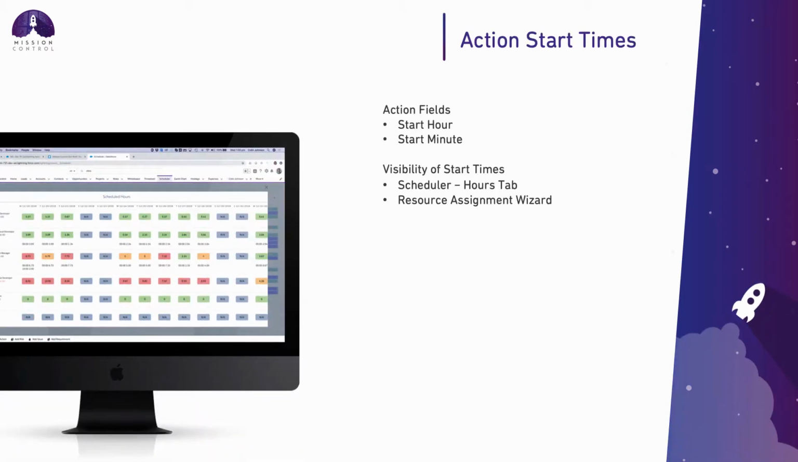Now, we always had the ability to specify the start hour and start minute values of individual actions, but that was very much tied to when you were creating events linked to an action. We've now made those fields available irrelevant of using that event feature, and that allows you to allocate when that action needs to start. So you can quickly drill into a person's day to see when the hours are allocated for. So you're going to have visibility of the breakdown based on start time on the hours tab of the scheduler and on the resource assignment wizard.